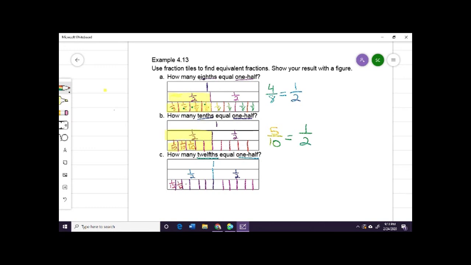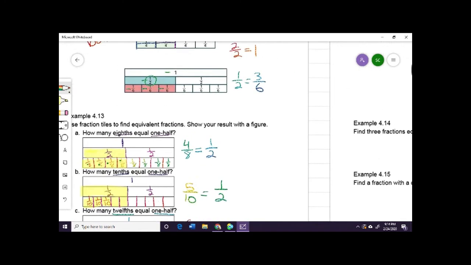So we have 1, 2, 3, 4, 5, 6, 7, 8, 9, 10, 11, 12. Okay, so those are twelfths. So how many of these is equal to 1/2? Here's 1/2. We have 1, 2, 3, 4, 5, 6. 6 of these, 6/12 is equal to 1/2. Okay, so this is what equivalent fractions are. Fractions that have the same value. Okay, moving on to the next page.